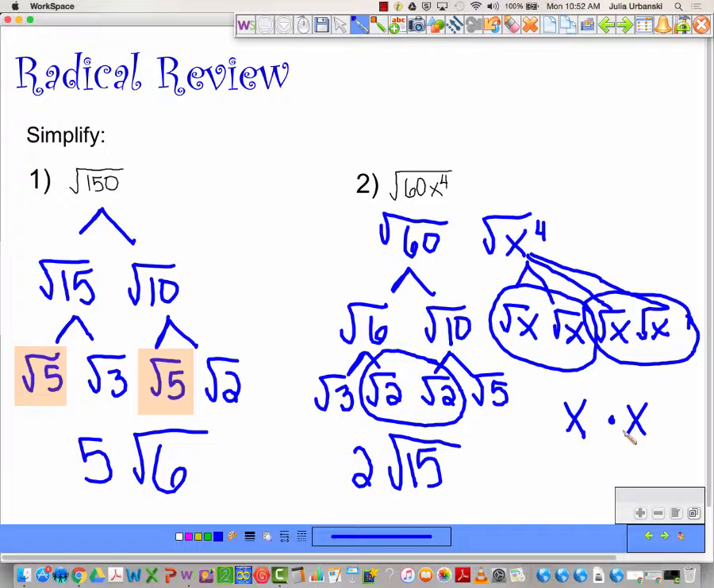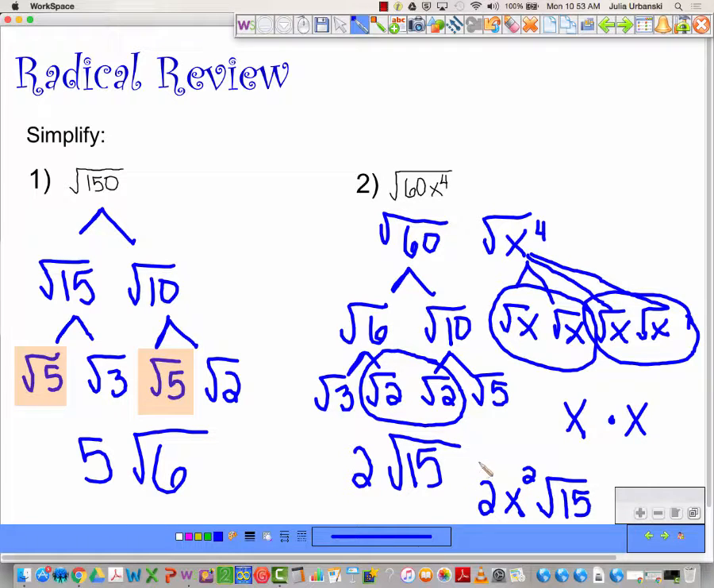So what does x times x really mean? X squared, right? Okay, so what we have is 2 out in front. X times x makes x squared, that's out in front, and the 15 is stuck inside. Take 2 times x squared, and then times the square root of 15. All I did was blend these together.